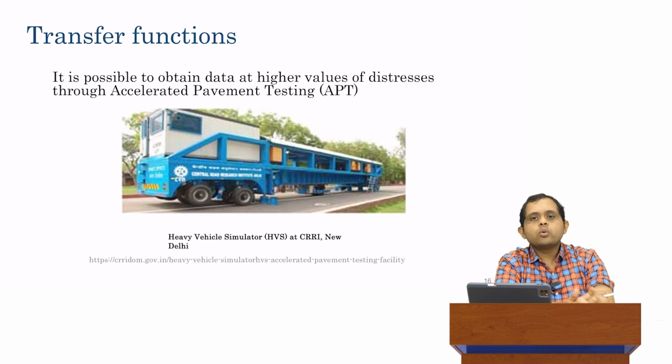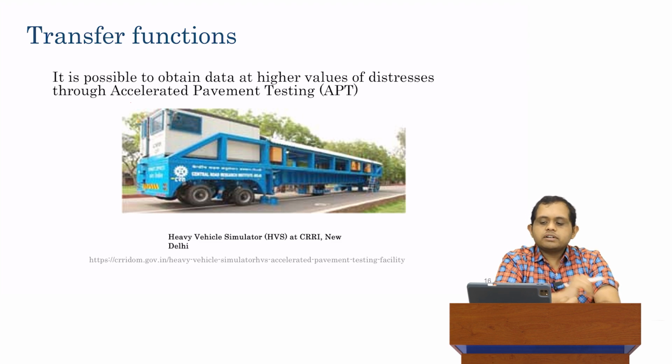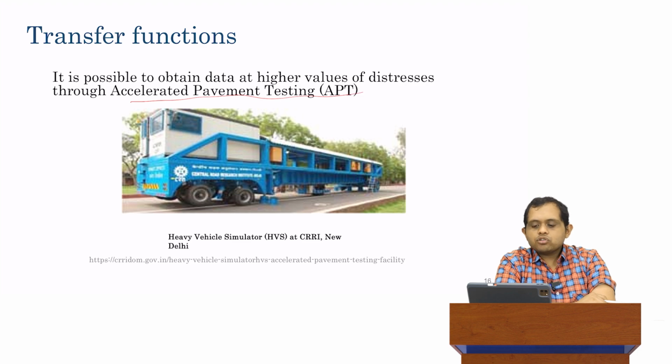So how do we overcome this? Well, we're not going to overcome it for any existing in-service roads, because generally you can't have a very high amount of cracking. It becomes unsafe for drivers. There is an alternative technique called accelerated pavement testing, or APT. This is an example of what's called a heavy vehicle simulator. This is at CRRI in New Delhi. I got it from the website link down there.